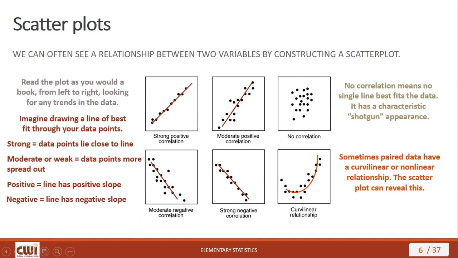Then finally, we can have a data set where the data points have no correlation. This means that there's no single line of best fit for the data, and you see a characteristic shotgun appearance with this data set in a scatter plot. So, as you can see here, one of the first reasons why we make a scatter plot is because we get a reasonable idea of whether a relationship between the two variables even exists.